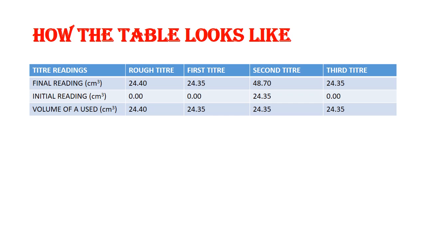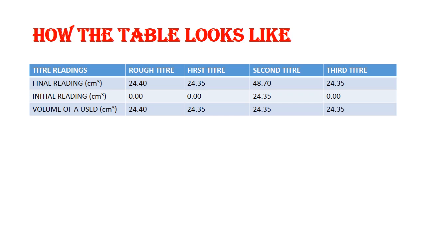Then we did volume of A used for the second Titer to be 48.70 minus 24.35. Okay, that gives us 24.35. Now we see that the end point, that is the final reading for this second Titer, is 48.70. If you observe, you will see that we refilled the acid again to 0.00 and take our initial reading to be 0.00, while our final reading is 24.35 again. When you do that minus 0, it will give you 24.35.